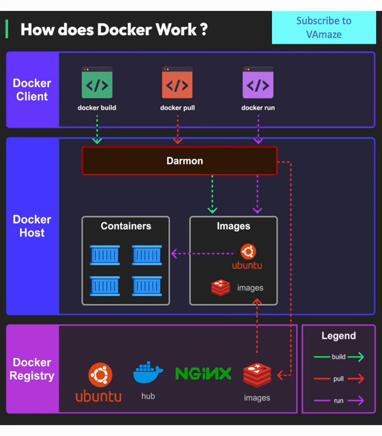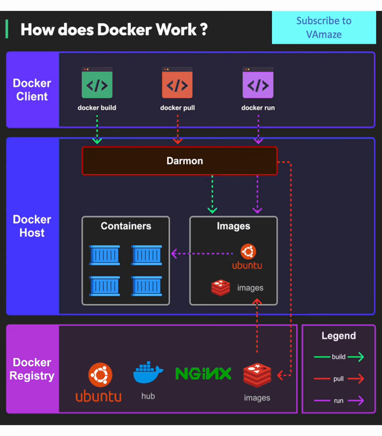The three-tier Docker architecture. Docker operates on a client-server architecture with three main components. Docker Client, the user interface for Docker commands. Docker Host, the runtime environment where containers live. Docker Registry, the storage and distribution hub for container images. Let's explore each layer and understand how they interact to make containerization possible.